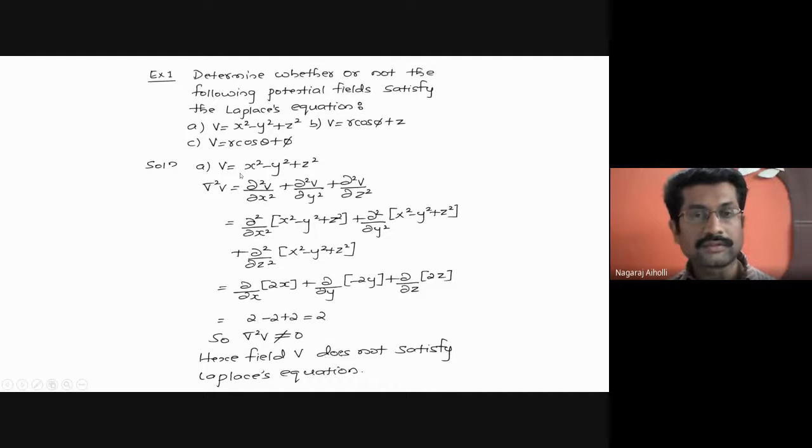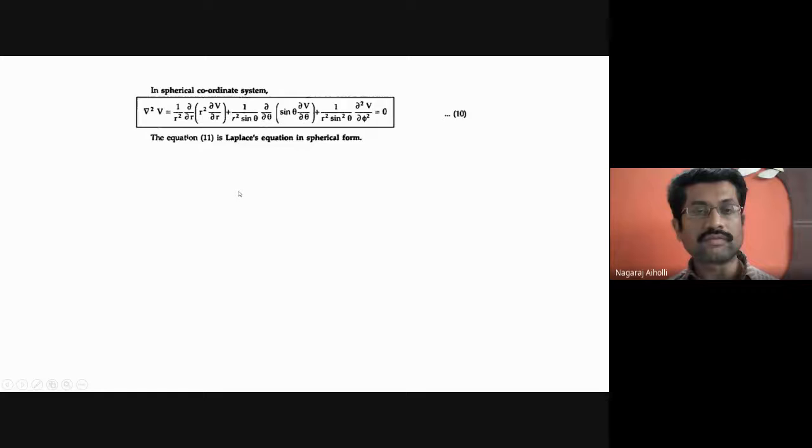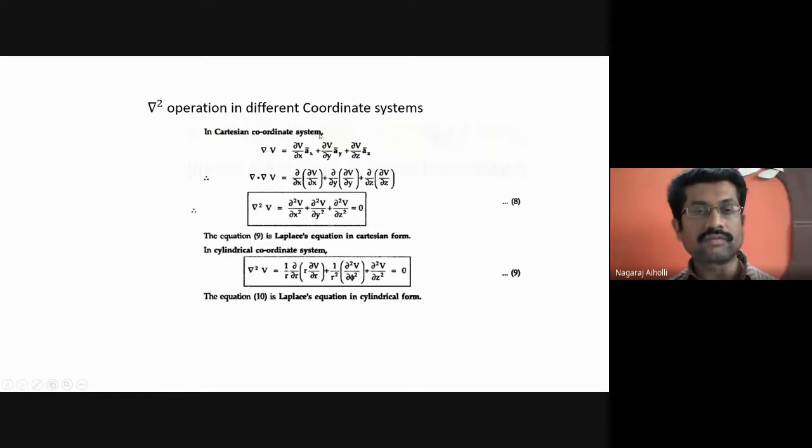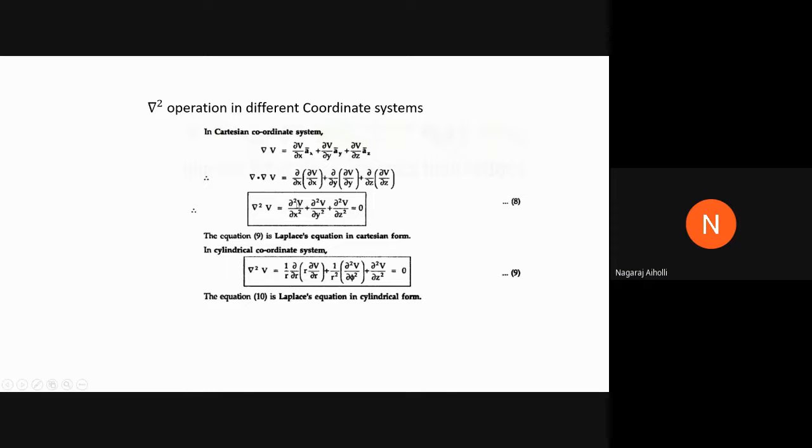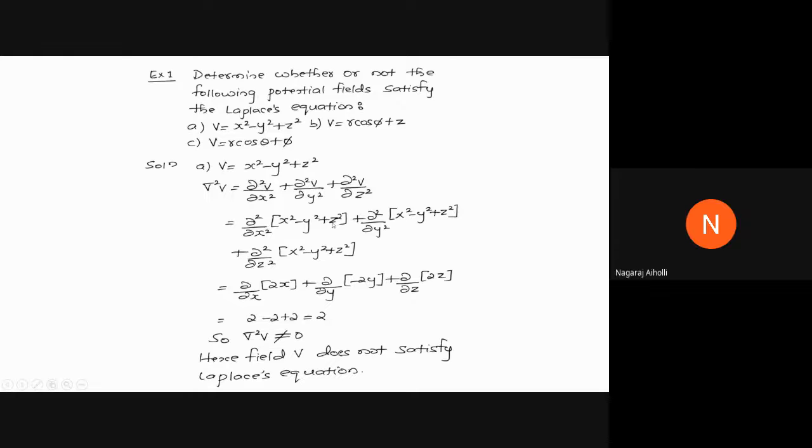So the first one, V is equal to x square minus y square plus z square. We know the equation for del square V; just now we have gone through that. This is the equation for Cartesian. Del square V is dou square V by dou x square plus dou square V by dou y square plus dou square V by dou z square is equal to 0. Write it down.